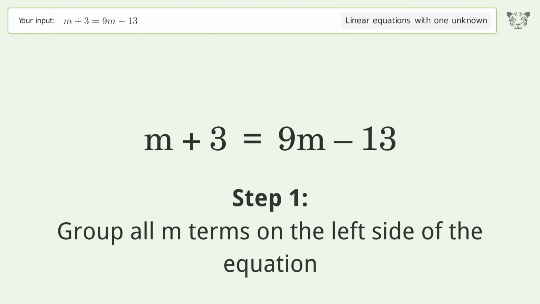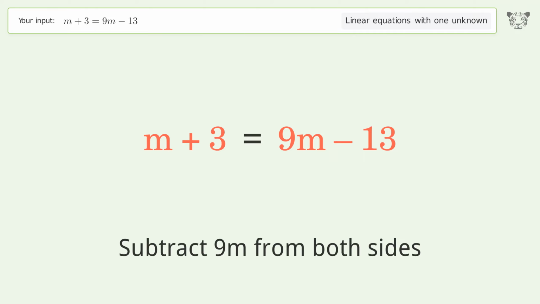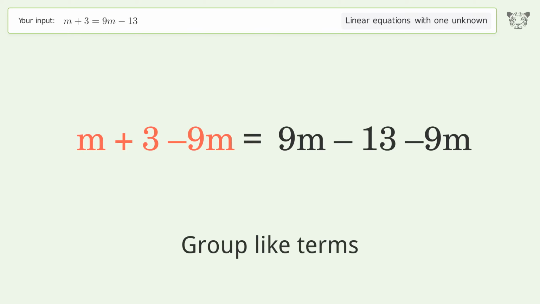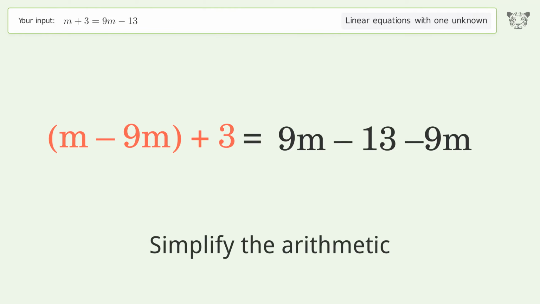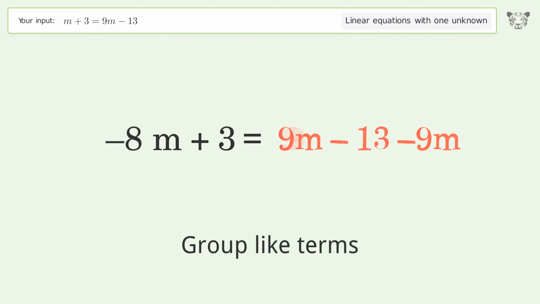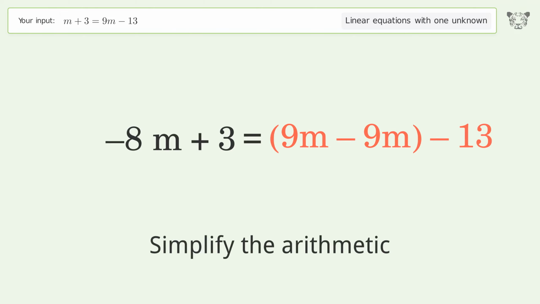Group all m terms on the left side of the equation. Subtract 9m from both sides. Group like terms. Simplify the arithmetic. Group like terms. Simplify the arithmetic.